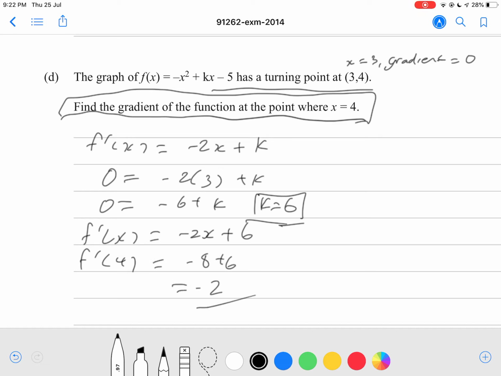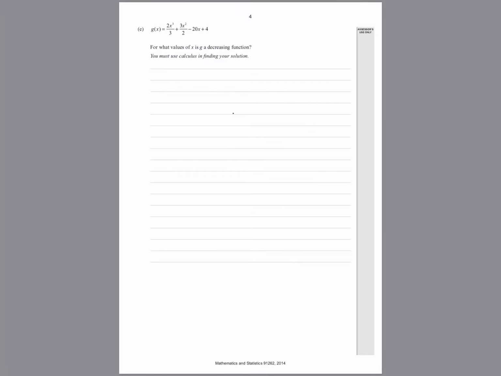So negative 2, that should be your final answer, and that will give you your merit grade. To get an achieved grade, you're looking for k equals 6. That's an achieved. Alright, moving along.